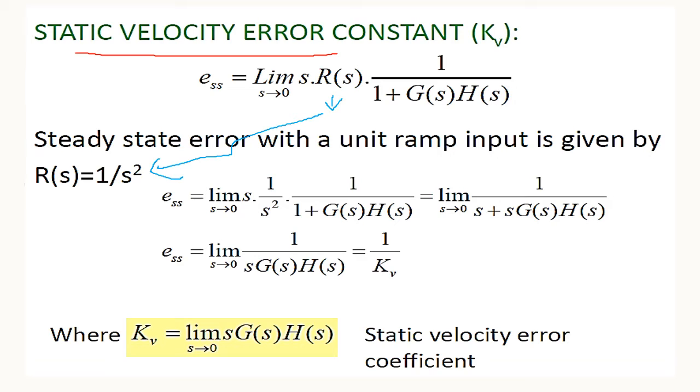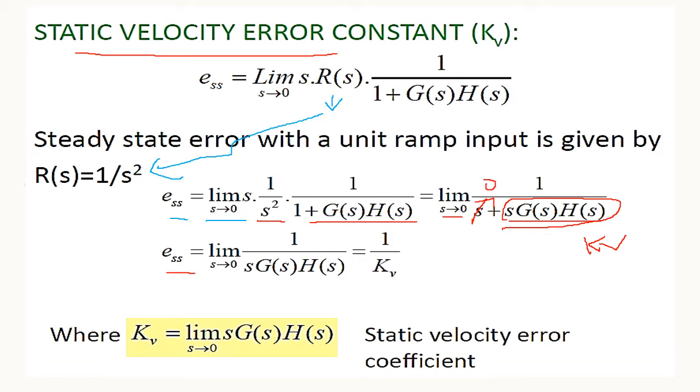So if I substitute this, I get ESS is limit s tends to 0 of 1 by s square, that is the ramp input, divided by 1 plus G(s) into H(s). So the final function I get is limit s tends to 0 of 1 divided by s plus s into G(s) H(s). As s tends to 0, the s term will become 0. I can write this whole thing, that is limit s tends to 0 of s G(s) H(s), as Kv.